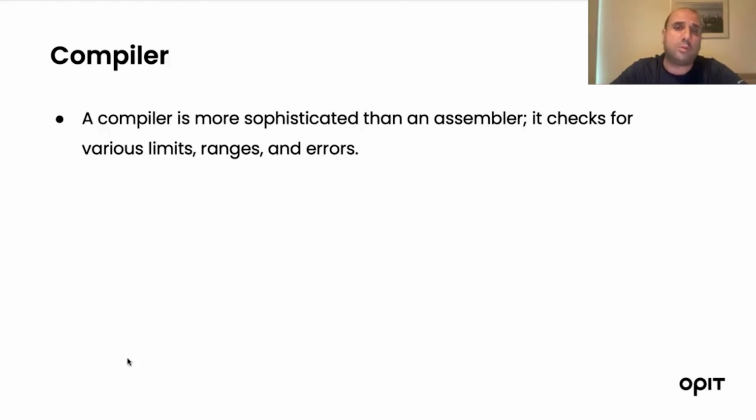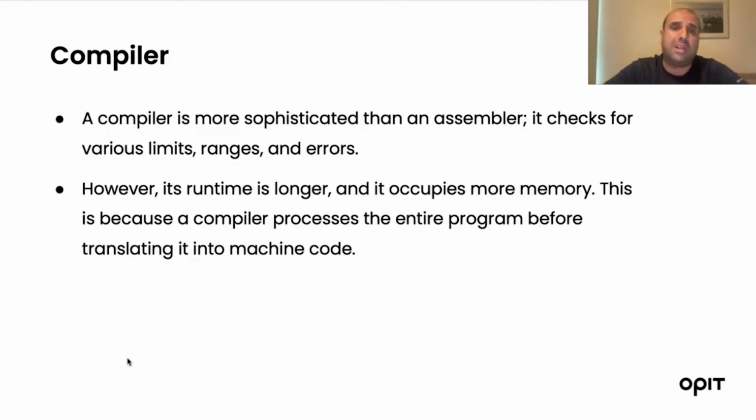The compiler is more sophisticated than an assembler because it checks for various limits, ranges, and errors. However, the runtime is longer and it occupies more memory than the assembler. It's because a compiler processes the entire program before translating it into machine code, so it has to check the whole program before transforming it into machine code.